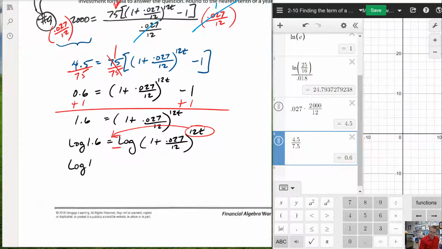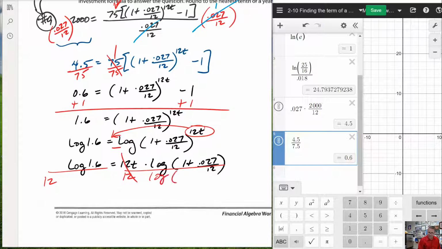So I would get the log of 1.6 on the left, and that's equal to 12t times the log of 1 plus 0.027 divided by 12. And notice that I don't simplify that decimal, because Desmos is going to do the work. You don't have to worry about it. So I need to divide both sides by 12 to cancel out the 12. I need to divide both sides by the log to cancel out the log. So you do two steps simultaneously to be more efficient. And so the logs cancel out to 1. And all I need to do now is evaluate it using Desmos.